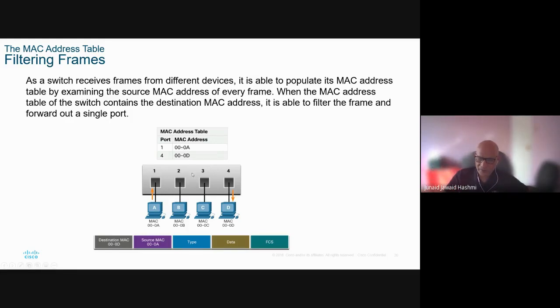Let's say we have four ports connected to four devices, and the switch learns all the MAC addresses and just forwards to that device. If PCA is accessing PCD, the switch receives the packet and knows that 000D belongs to PCD, and it sends the packet to PCD. It does not send the packet to other ports. This is what frame filtering is. This is how a switch is more efficient than a hub.